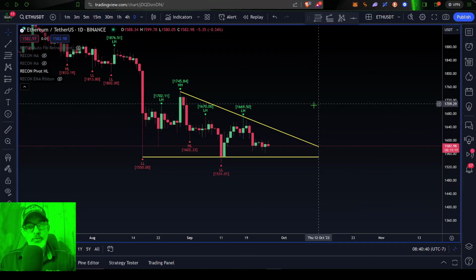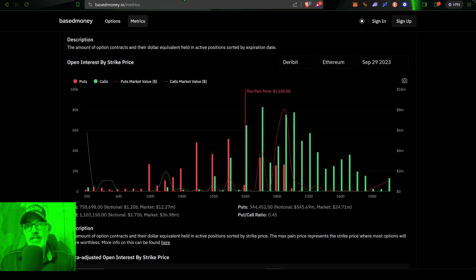And actually, before we get too far into the weeds over here on the charts, let's take a look at the open interest for the options that are expiring at the end of the month, which is at the end of this week, Friday, September 29th. Today is Tuesday, and right now we can see the max pain price is $1650.